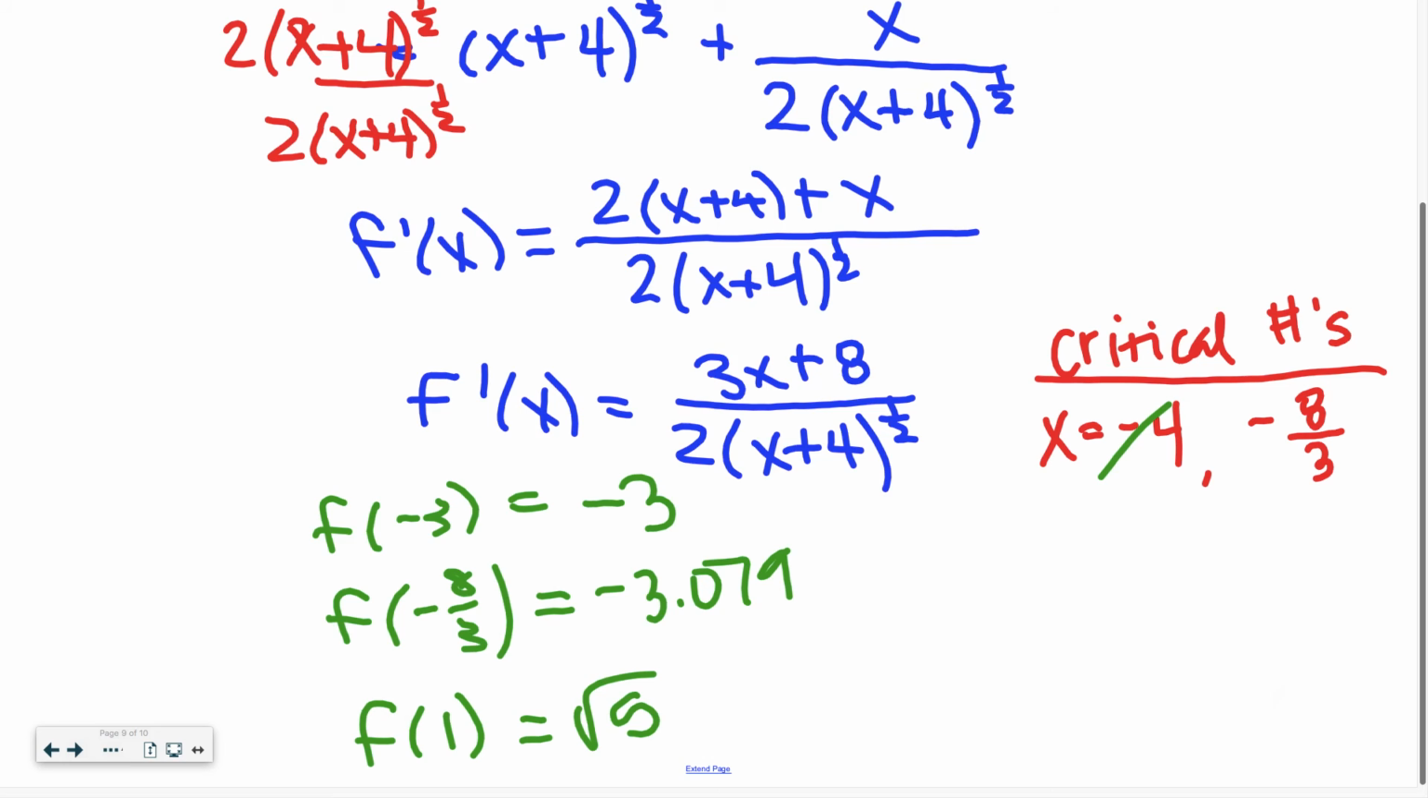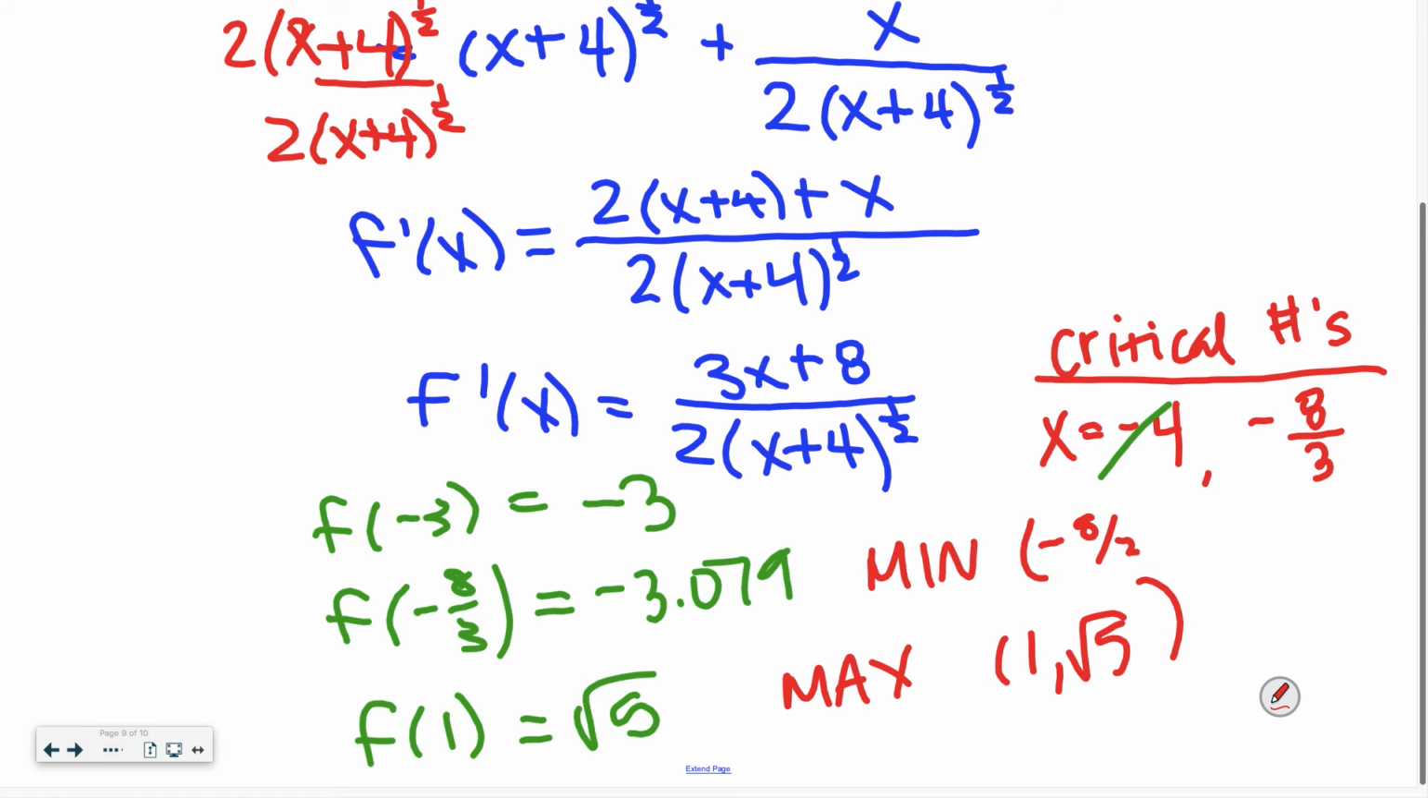Okay. So our absolute max is at 1, square root of 5, and our absolute minimum is at -8/3, comma, -3.079. I just did that for you to help us on time here. So there's going to be a majority of them you don't need a calculator for. But trying to evaluate -8/3 in that square root, it's just not great.